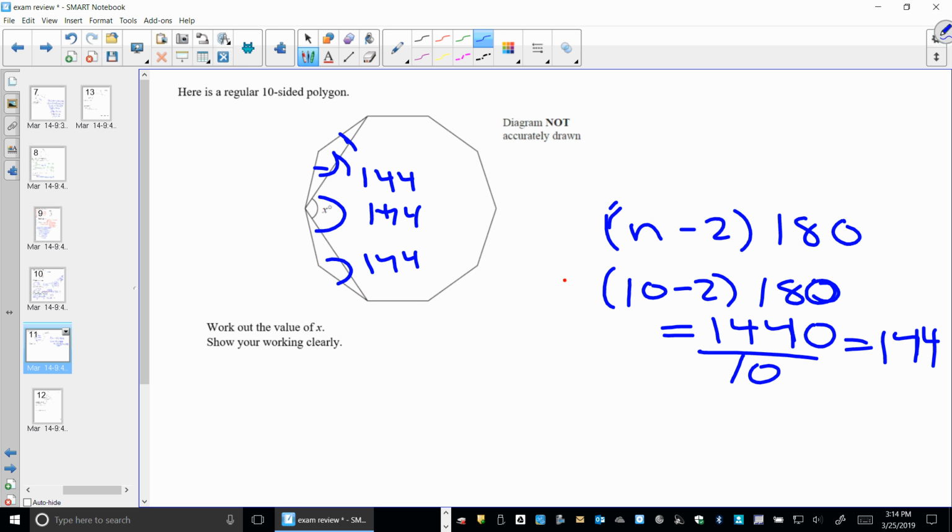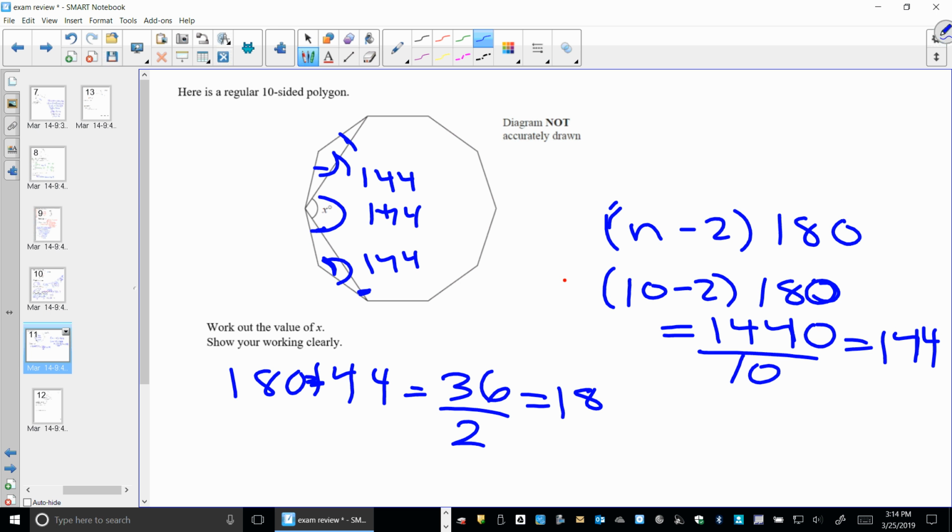So if this angle is 144, and angles in a triangle add up to 180, I did 180 subtract 144, and then I got 36. Then to find what these little angles right there are, I divided by 2 since the base angles in an isosceles triangle are equal. And I got 18. Are you guys following so far?